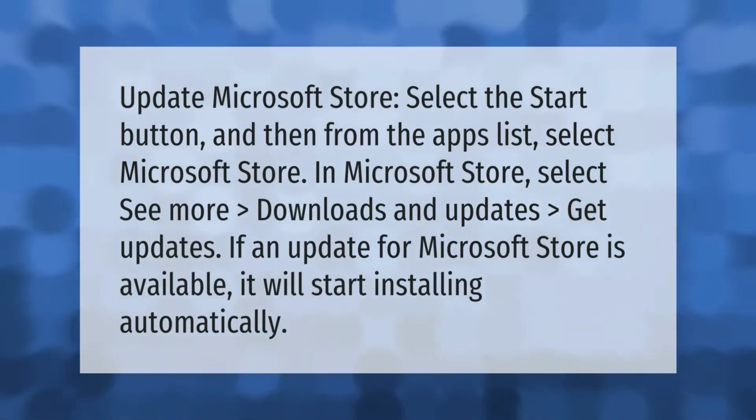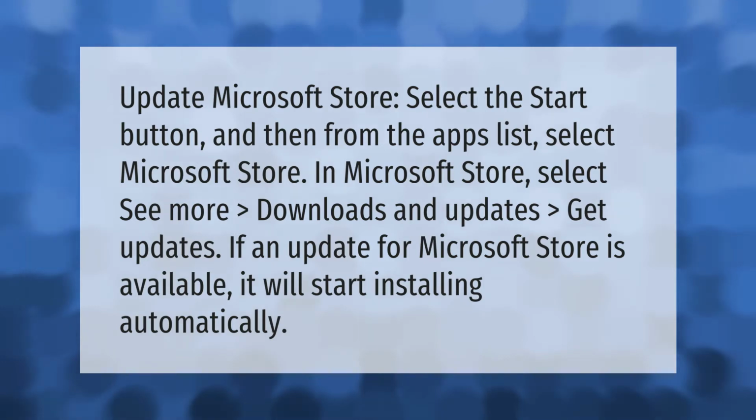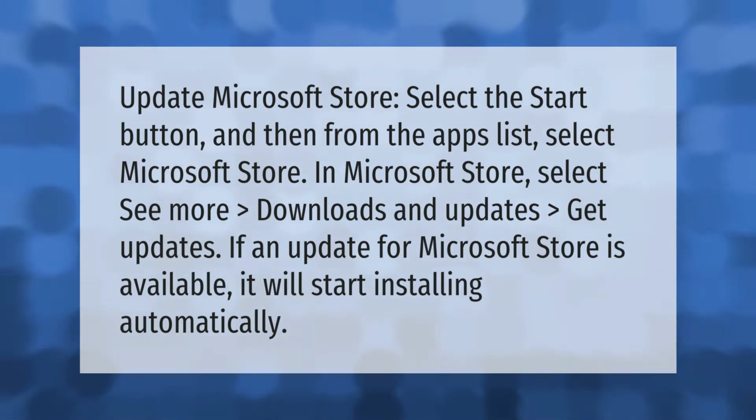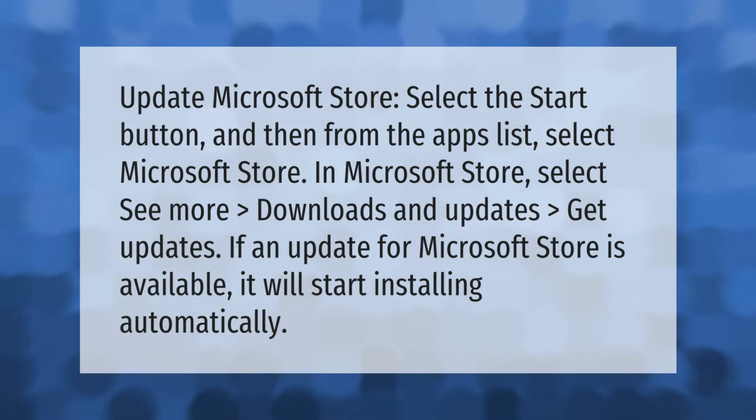Update Microsoft Store. Select the Start button, and then from the Apps list, select Microsoft Store. In Microsoft Store, select See More Downloads and Updates. Get updates. If an update for Microsoft Store is available, it will start installing automatically.